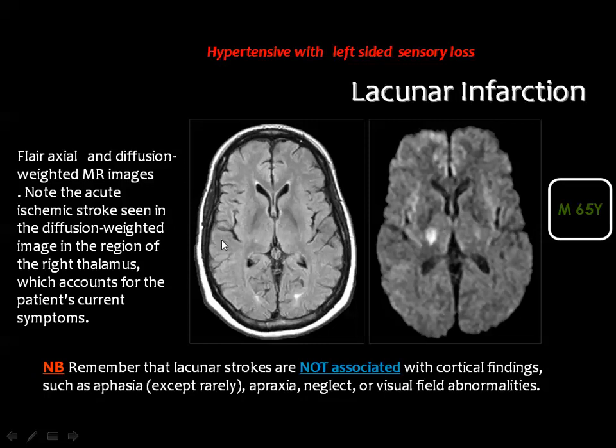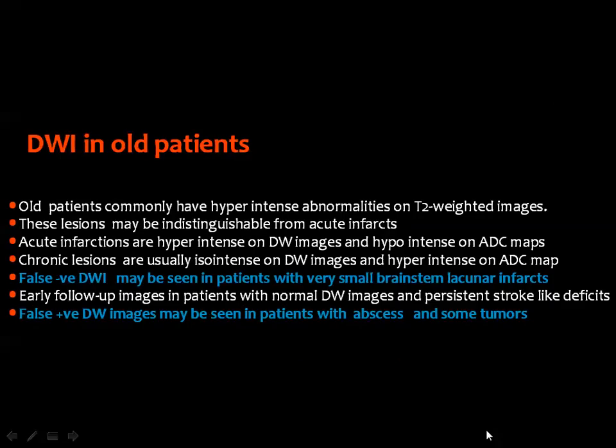In this FLAIR image, you can hardly see this lesion, but the lesion is quite bright in the diffusion weighted images. And in old patients, you know that due to subcortical arteriosclerotic changes, you get too many bright lesions around the ventricles in the white matter in both T2 and the FLAIR images. And if the patient had an acute insult at that time, you are not able by routine MRI to separate the old lesions from the recent lesions.